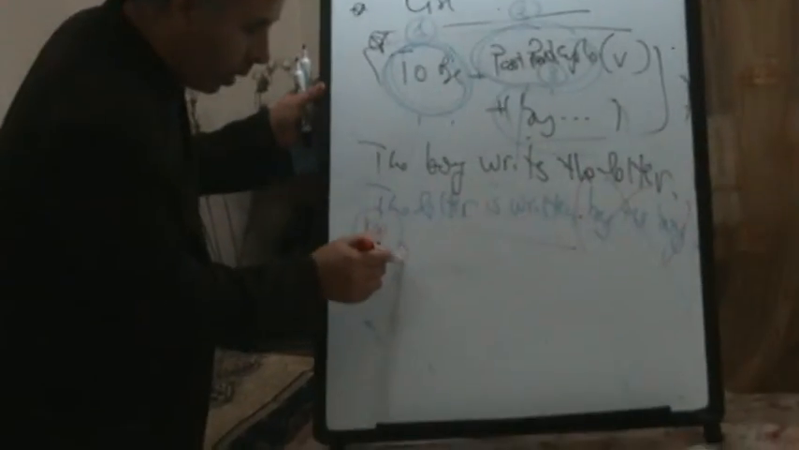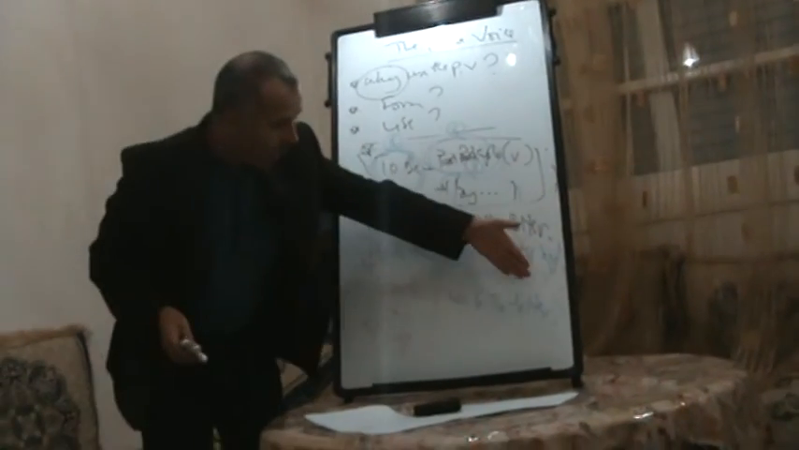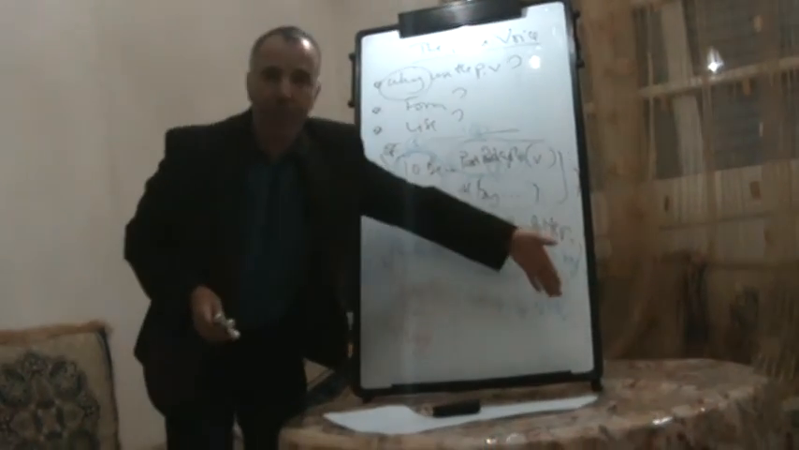But please, I want you to be careful about this. If we say people, or they, or everybody, for example, writes the letter. Please be careful. You can't say the letter is written by people.